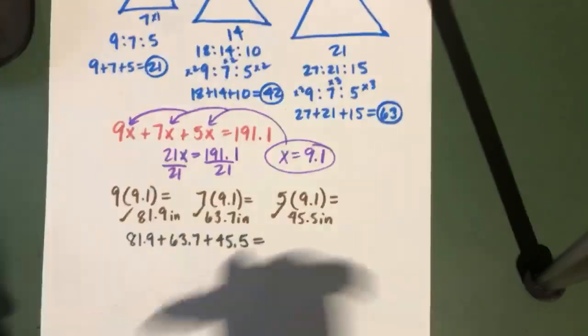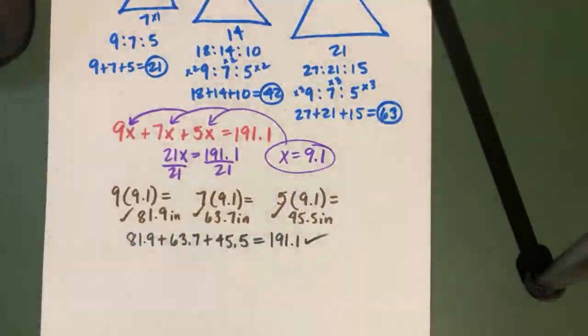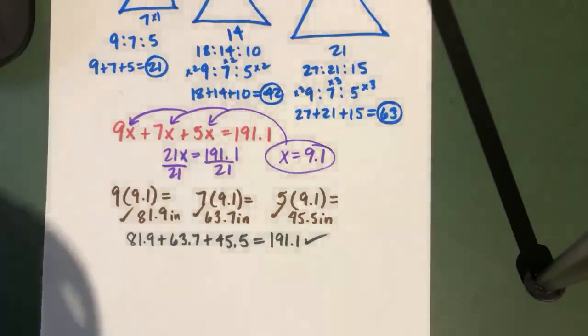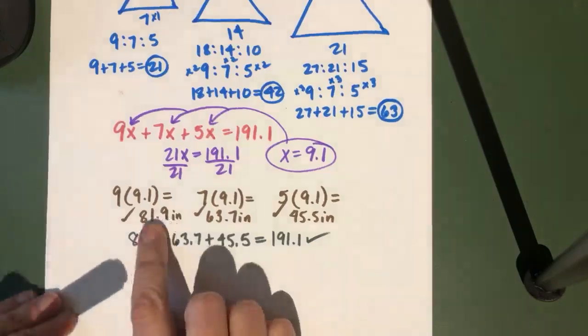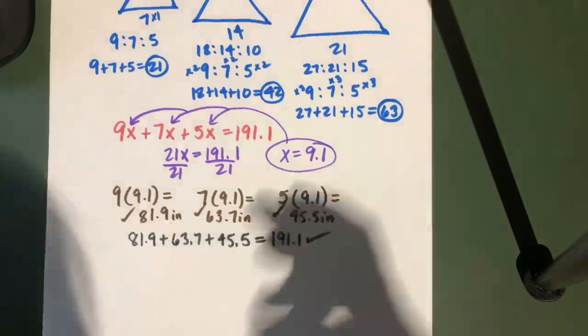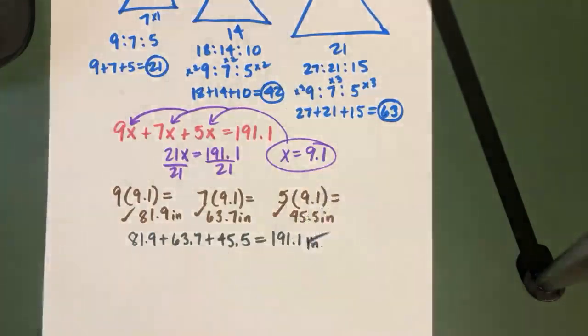And we get 191.1. So that's good. So we got the answer, okay? So those are the three correct answers for number 13. 81.9 inches. And remember, units, units, units, okay? Make sure you put your units on there, all right? Okay, so that's number 13. We had quite a few questions on 13.